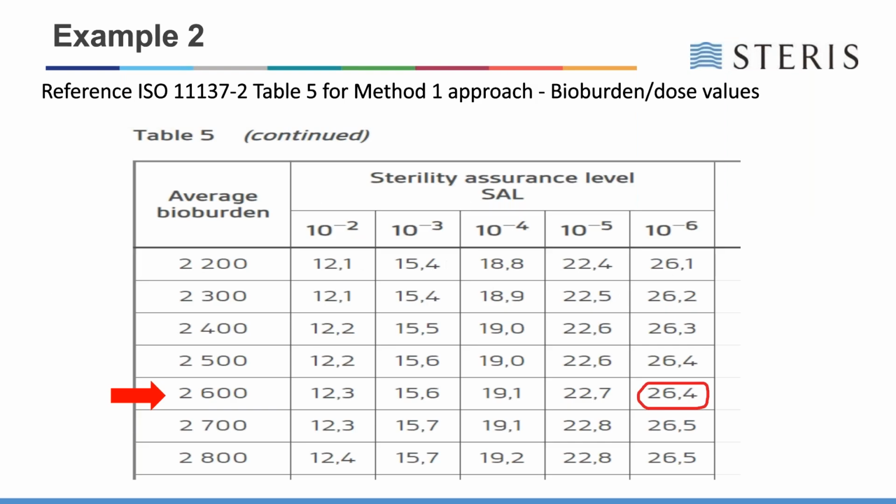Looking at the ISO 11137 table 5 for method 1 approach, we can see that there is no bioburden value for 2536 CFUs listed here. So we need to use the next value above, which is 2600 CFUs. Using this, our routine minimum dose will be 26.4 kilograys to satisfy our 10 to the minus 6 SAL.